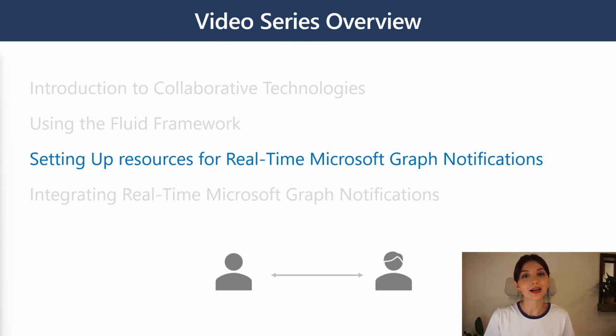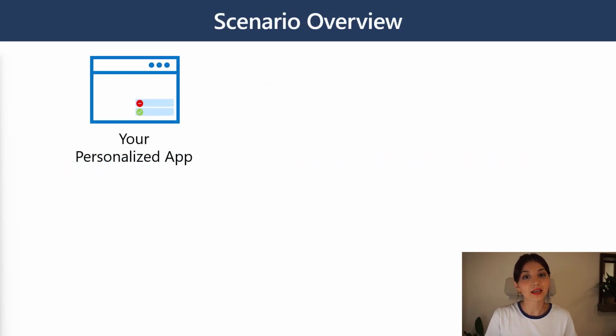We did the introduction for this video series by showing you what kind of technologies we're going to use. In the second part, you learned more about Fluid Framework from Dan, and you also understood how you can set up your resources for Fluid Framework and integrate this into your app. In this session, we will focus more on Microsoft 365 and how you can integrate real-time change notifications using Graph. We will discover more about setting up resources in this session. And once we set up our resources, in the next part, we will learn how to integrate Graph change notifications into our app.